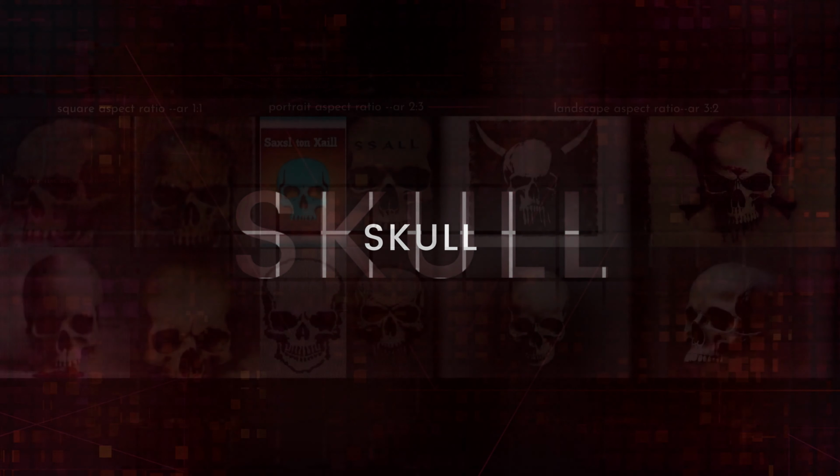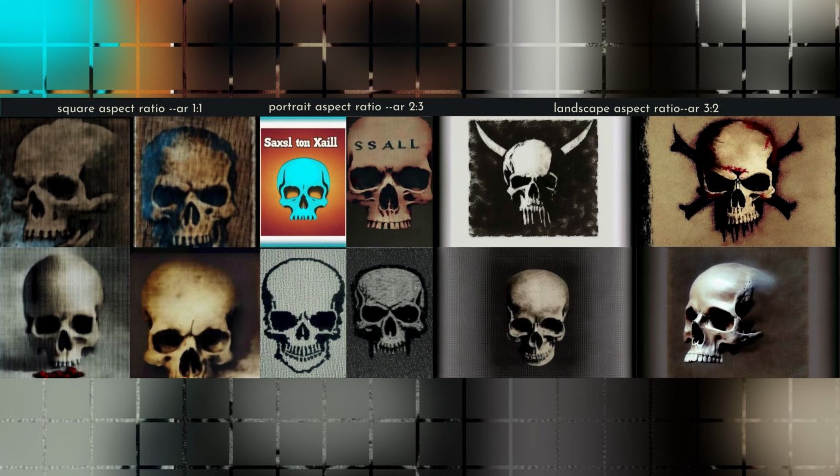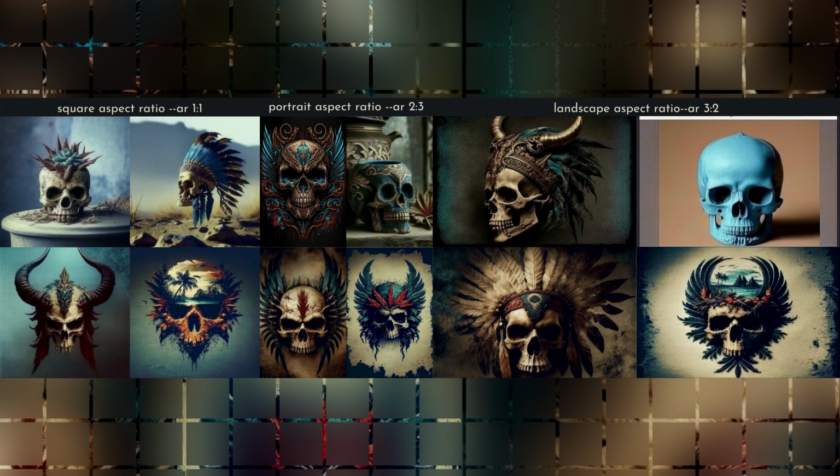Skull. And here we have some very cursed looking skulls of the cursed style. But the Stylize 1000 gives the skulls some extra horns and Native American headdresses with feathers. I like these a lot. There are some Paradise Island imagery in these two images too.